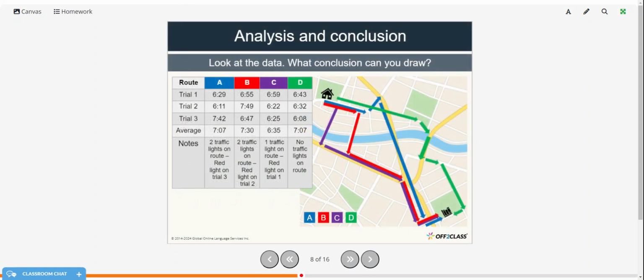All right, so now we're going to look at the data. What conclusion can you draw? So they have four different routes, A, B, C, and D. They tried each route 3 times. So the first time, route A took 6 minutes and 29 seconds. The second time, it took 6 minutes and 11 seconds. In trial 3, 7 minutes and 42 seconds. And so the average of that was 7 minutes and 7 seconds.